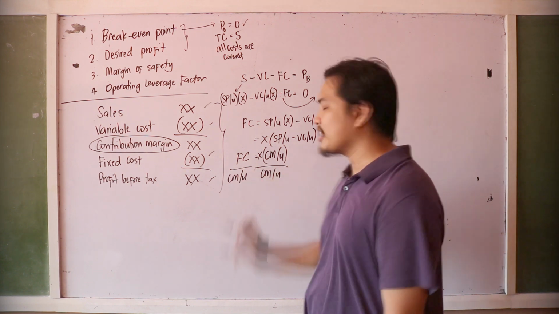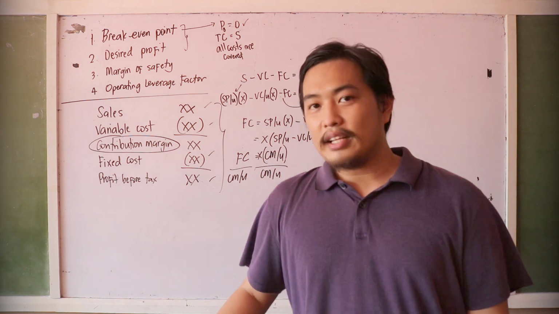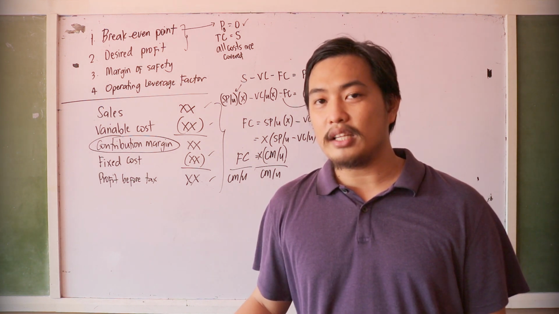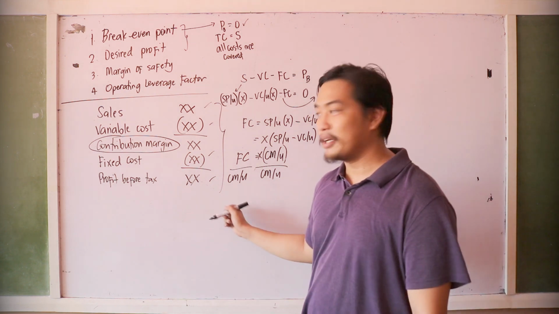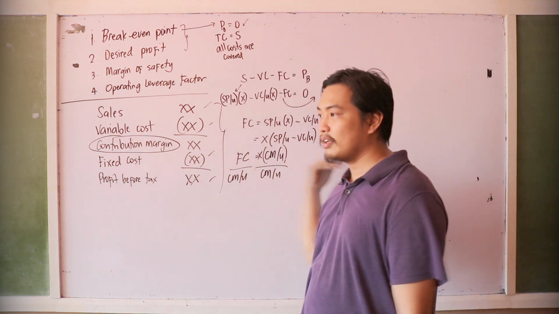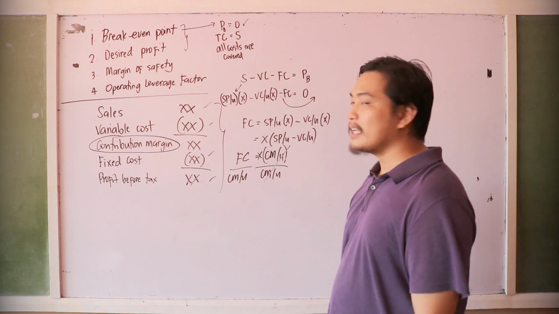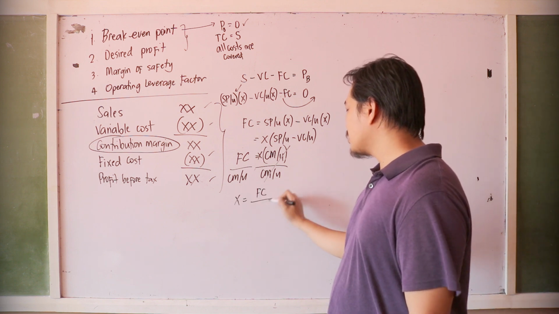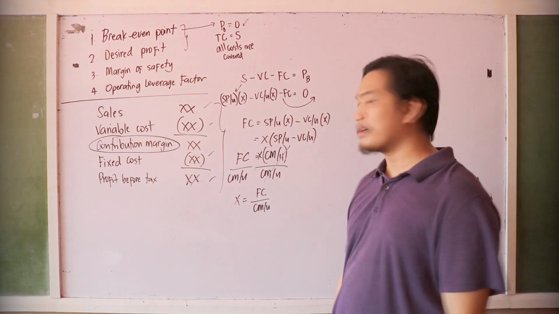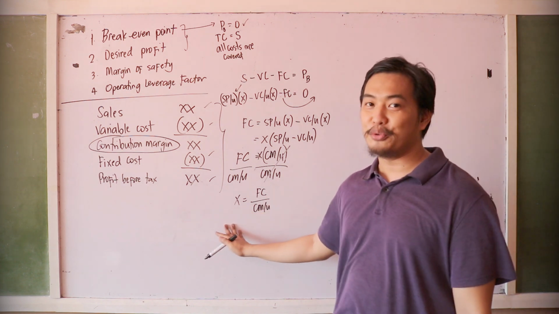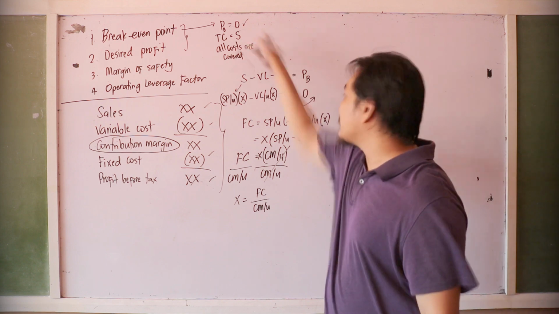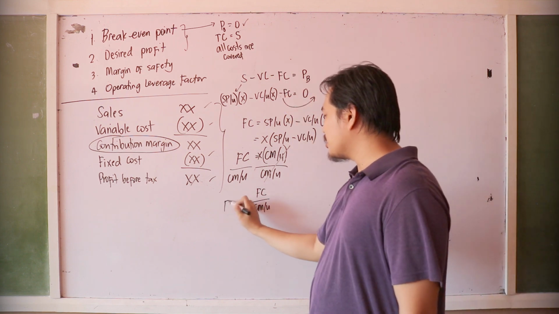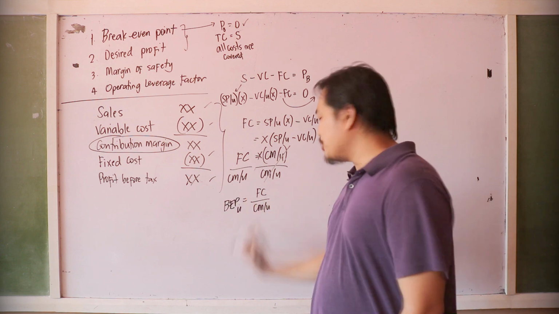You have refreshed about this dun sa lesson natin sa management science na linear equations and linear inequalities. Particularly yung division property of equality. What you do sa left, gawin mo rin sa right. So, magka-cancel out ito. Therefore, yung X natin is equal to fixed cost all over your contribution margin per unit. Itong X na ito, this is the number of units at 0 profit. Kasi sinet natin na ang profit before tax natin is 0. So, itong X na ito is your break-even point in units.